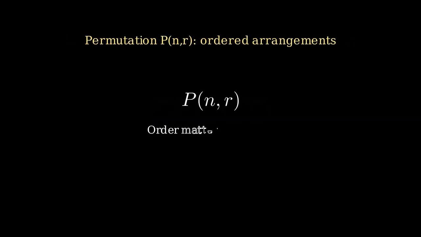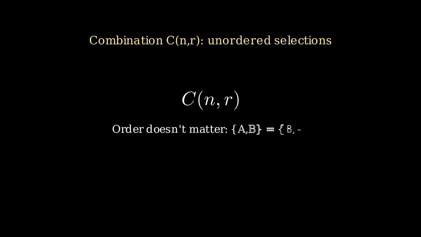A permutation, written P of n, r, counts ordered arrangements: how many ways you can arrange r objects chosen from a pool of n, where the order matters. A combination, written C of n, r, counts unordered selections: how many ways you can choose r objects from n, where order doesn't matter at all.